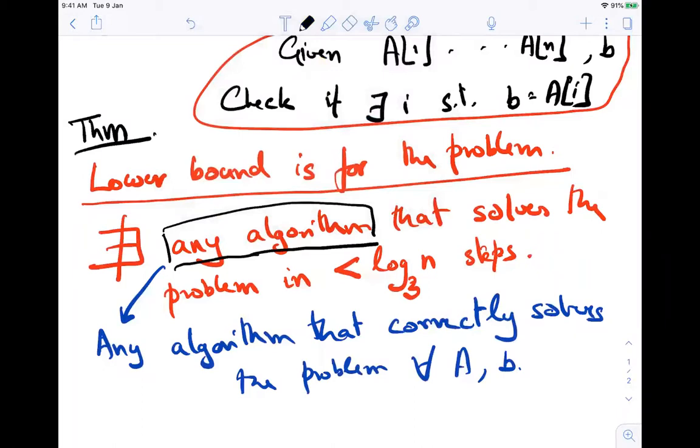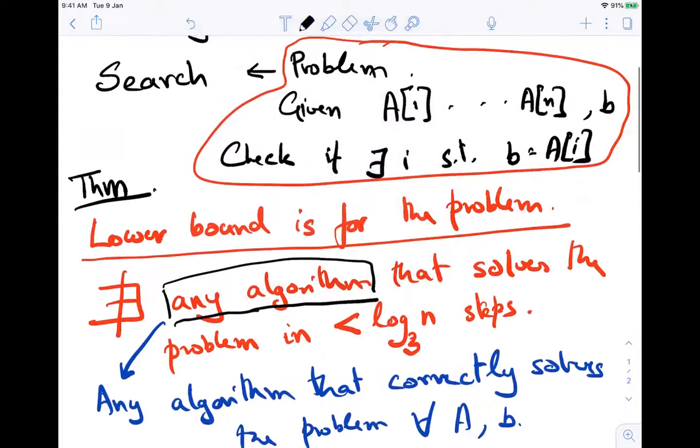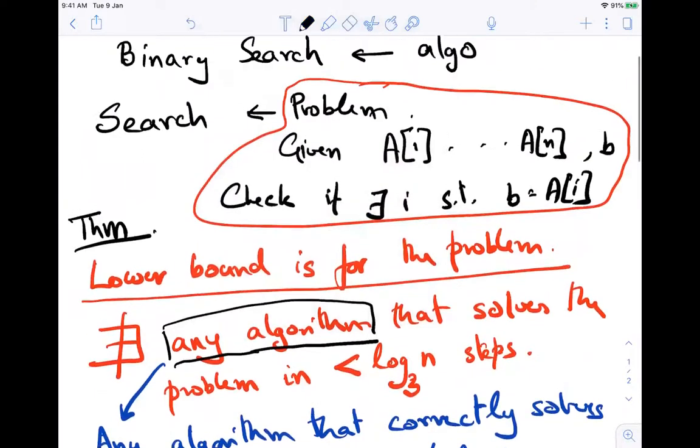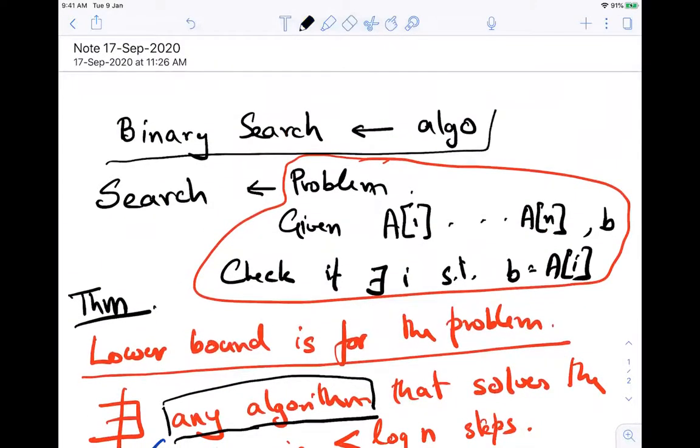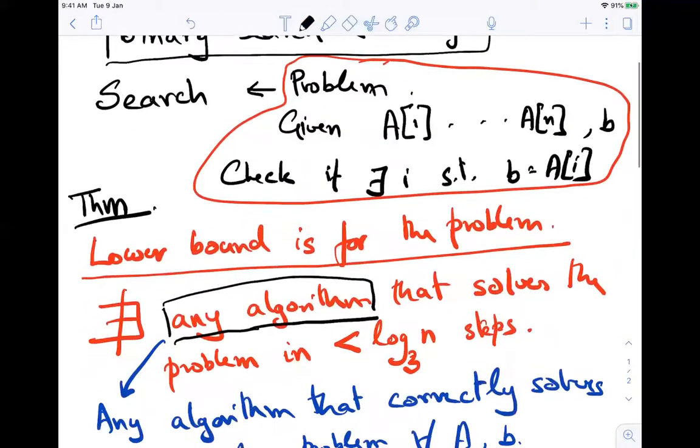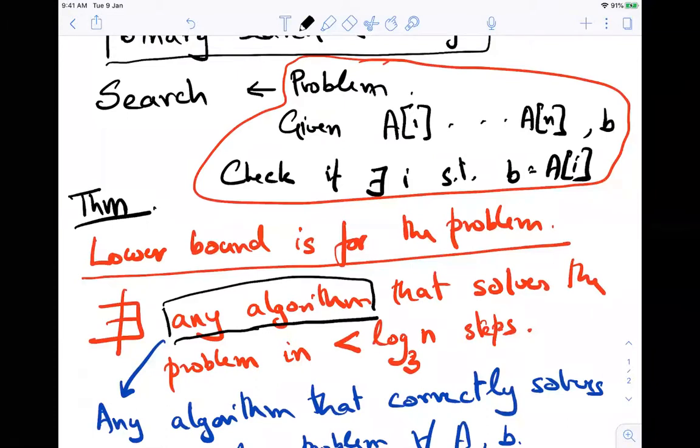Fine. Now it is important to note that in this whole theorem and problem that I have defined, there is no binary search. The binary search was one such algorithm that was solving this problem. My lower bound is for all problems, all algorithms. I'm not saying that this lower bound is just for binary search. This lower bound is for all algorithms that solve the problem, which will also imply that the lower bound is for binary search also, because binary search is one such algorithm.